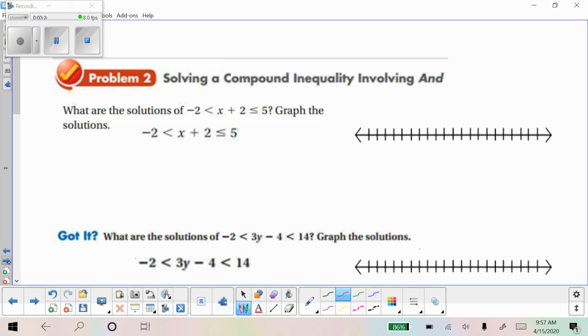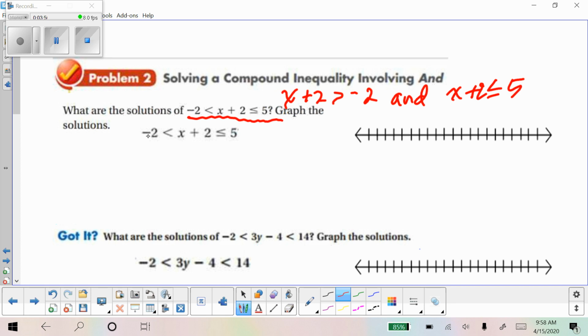All right. So we're going to solve this one here. It says, what are the solutions to -2 is less than x plus 2 is less than or equal to 5? Now, we could split that into the two inequalities. We could say x plus 2 is greater than -2 and x plus 2 is less than or equal to 5.